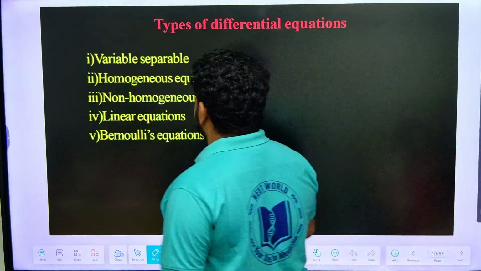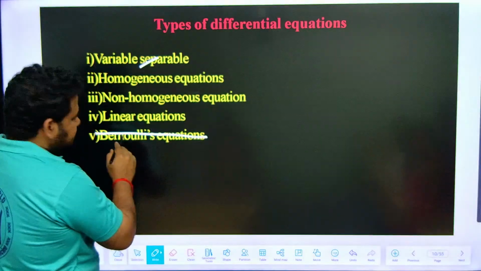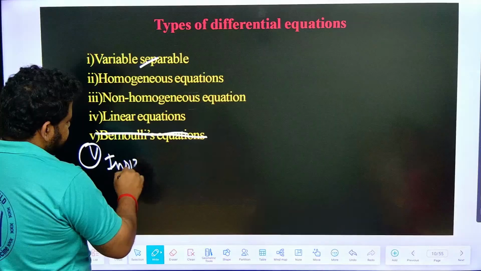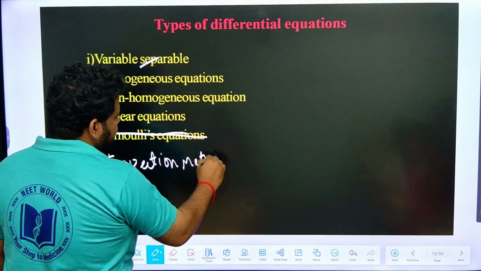Types of differential equation, I already told you. These are the types. Bernoulli's is not there for you, it is there for JEE. One more thing we will learn is the inspection method.